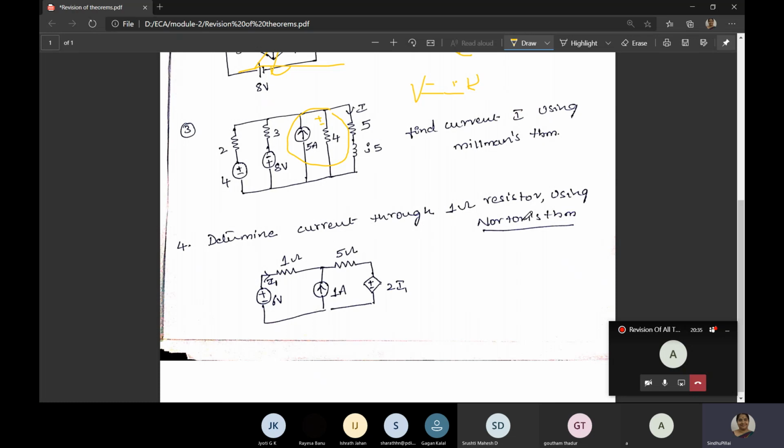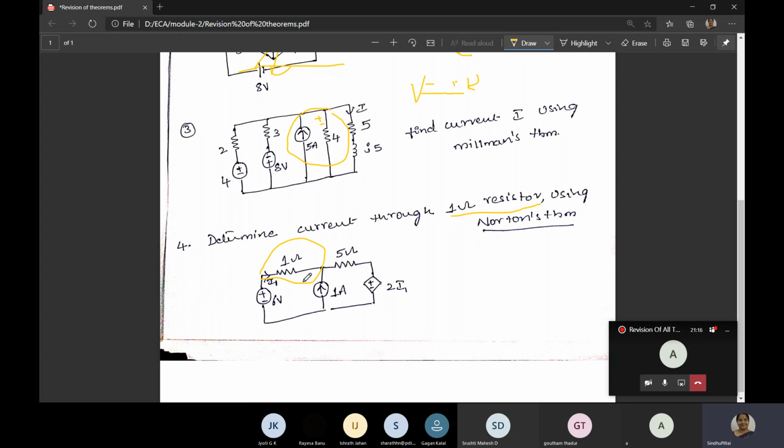Next, all the Thevenin's, Norton's, and maximum power transfer will go in parallel. So here they have given: determine the current through the 1 ohm resistor. You have to find the current in the 1 ohm resistor using Norton's theorem, as they have mentioned. So which is the load terminal here? The load terminal is the 1 ohm resistor. First, in Thevenin's or Norton's, you have to go with the load terminal. For Norton's theorem, the load terminal should be shorted. After shorting the load terminal, you have to just find the current there.